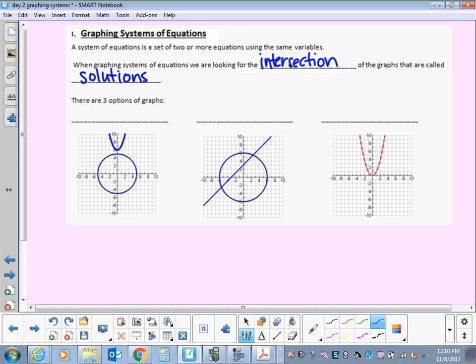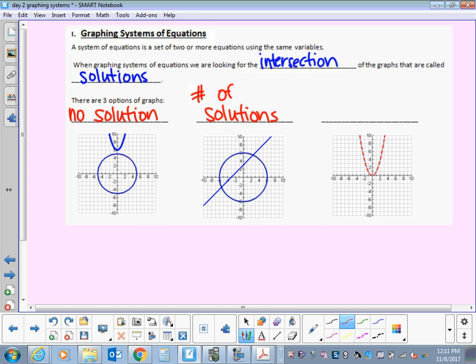There are three options of graphs. How many intersections does this first graph have? None. Is the parabola and circle touching at all? Is it crossing? No. So one option is no solution. How many times is my second graph touching? 2. So another option is we can have a number of solutions, whatever that number is. In this case it is 2, but we're only talking about options.